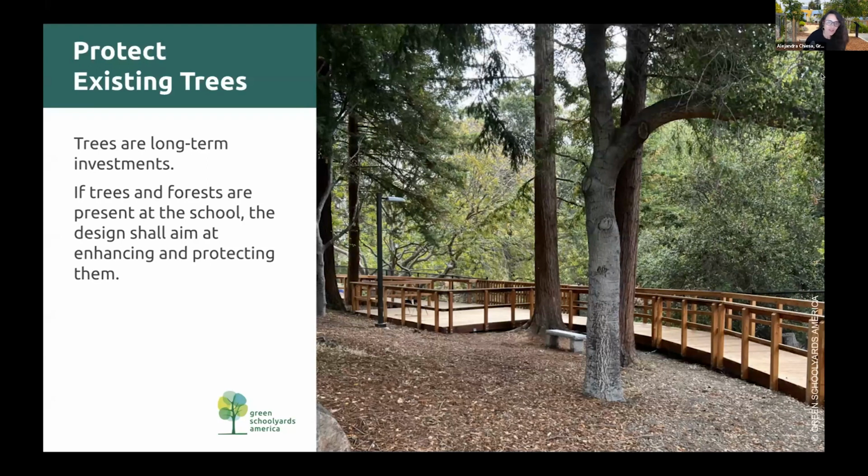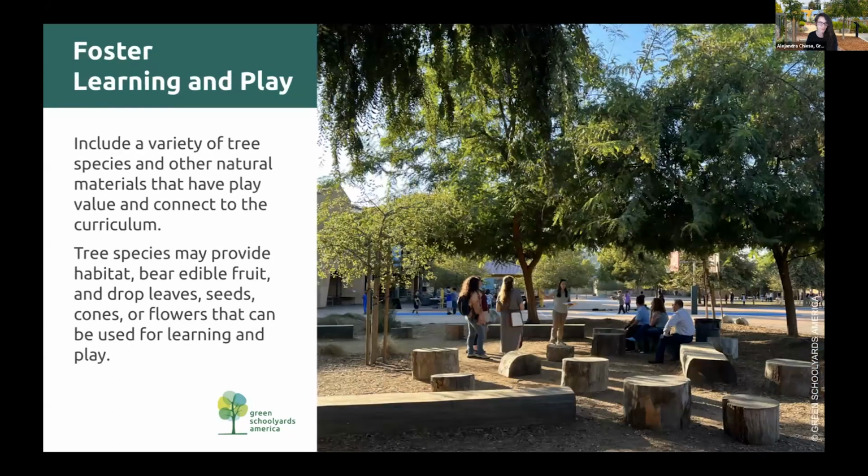Another principle is fostering learning and play, including a variety of tree species and other natural materials that can have play value, and correct curriculum is important. Tree species may provide habitat, bear edible fruit, drop leaves, seeds, cones, and flowers that can be used for learning and play. Another important aspect of creating learning spaces is creating shaded, wind-protected seating areas for different size groups to allow for different classroom configurations and social interactions.